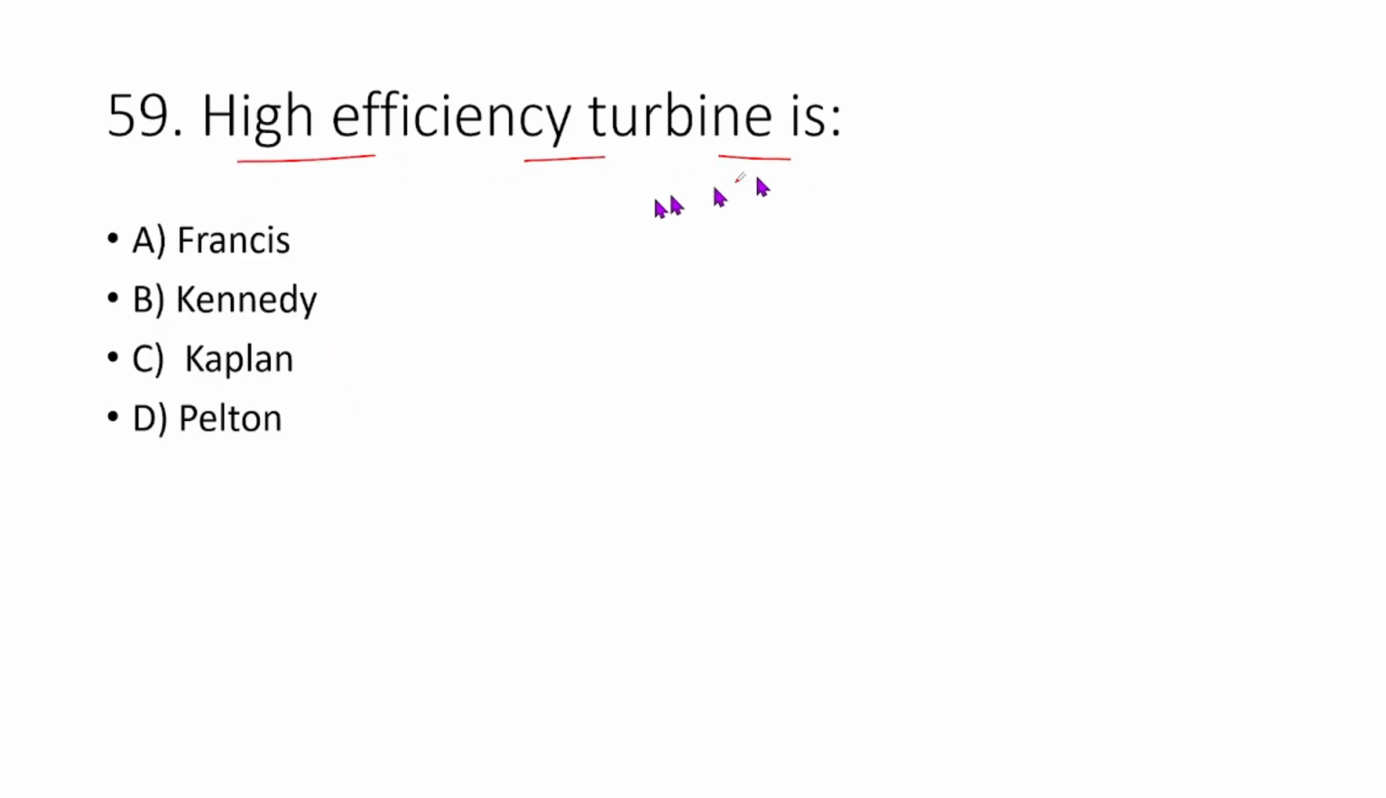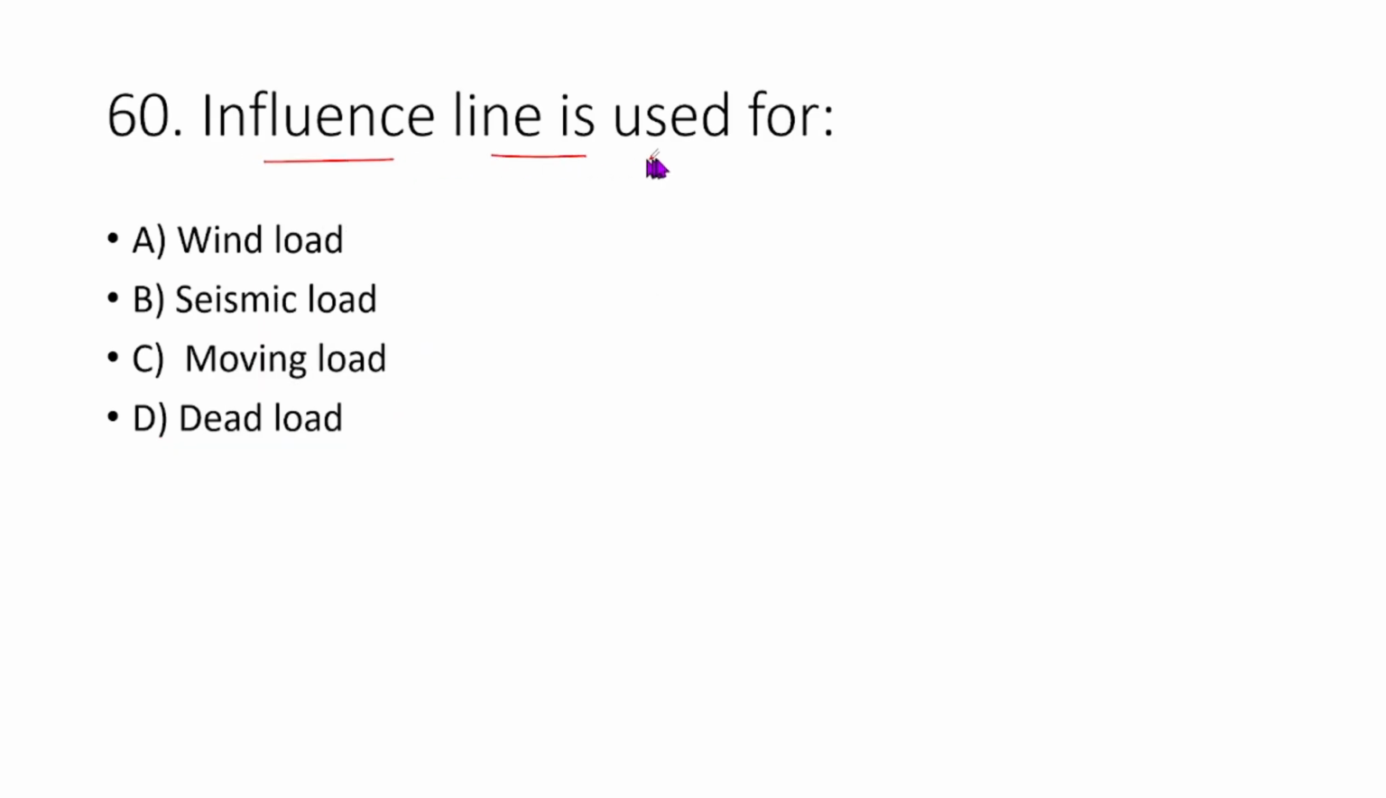High efficiency turbine is Francis, Kennedy, Kaplan, and Pelton. So the right answer is Kaplan. Influence line is used for wind load, seismic load, moving load, or dead load. So the right answer is moving load.